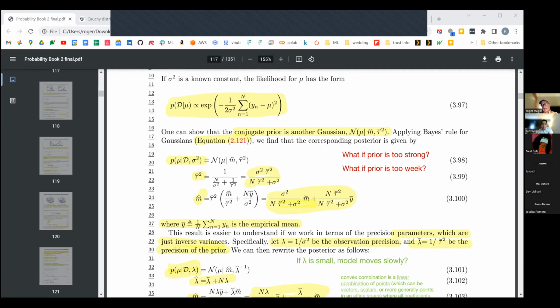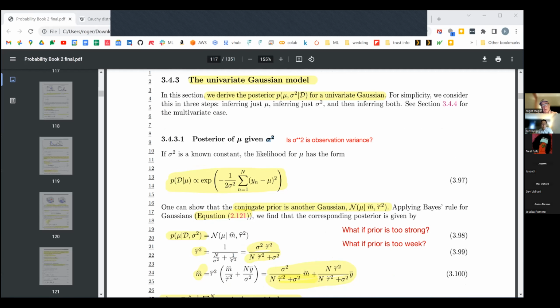Again, I'm not sure why these two questions came up here for me in this section, but I was wondering, if you have a prior that's too strong or too weak, what are the consequences of that?